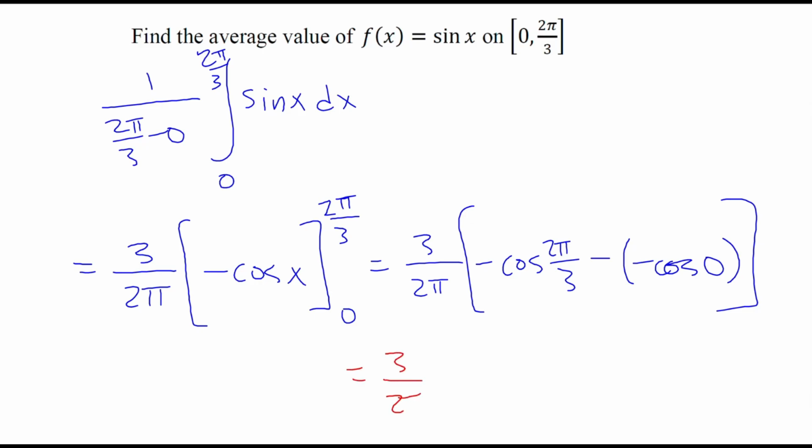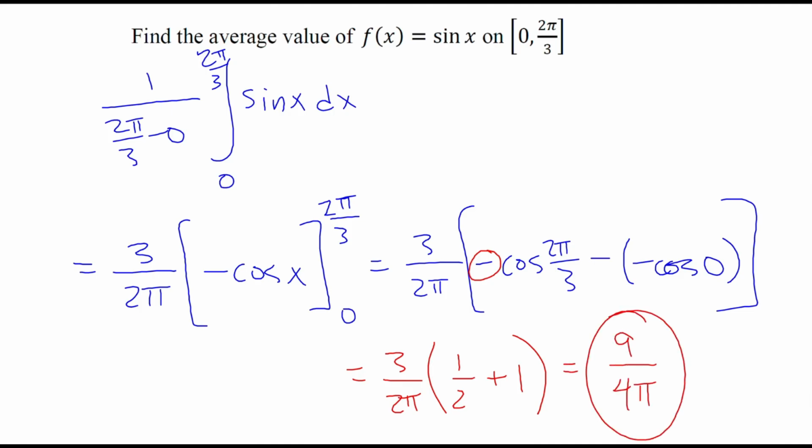So now we have 3 over 2 pi times the negative cosine of 2 pi over 3. Well, the cosine of 2 pi over 3, that's in the second quadrant, so it's negative, and it's negative 1/2. So we have negative negative 1/2, which will just be positive 1/2. And then we've got the negative cosine of 0, which will be plus 1. So we have 3/2 times 3 over 2 pi, which is 9 over 4 pi.